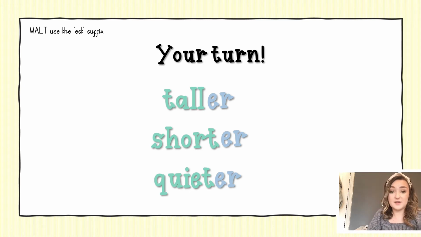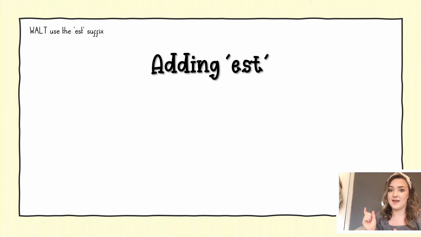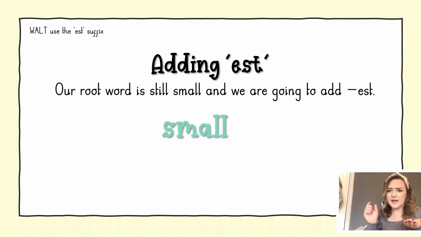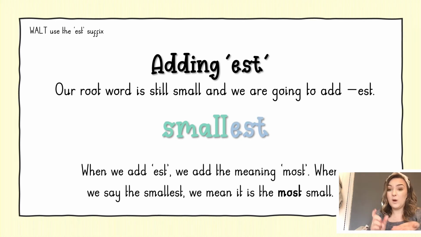Now another suffix we can add is -est, and that's the one we're going to be focusing on the most today. Now if I've still got my root word small, and I add -est, what do I get? I get smallest. When we add -est, we're saying that something is the most. So when I say the smallest, I mean something is the most small.